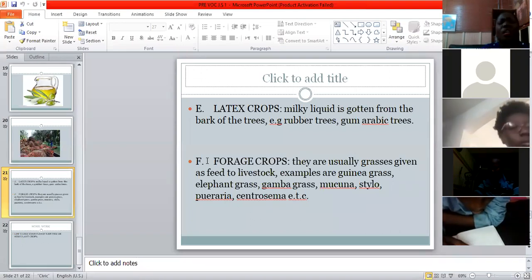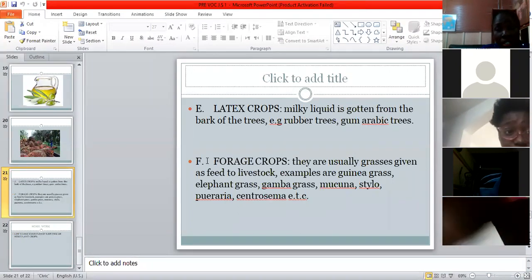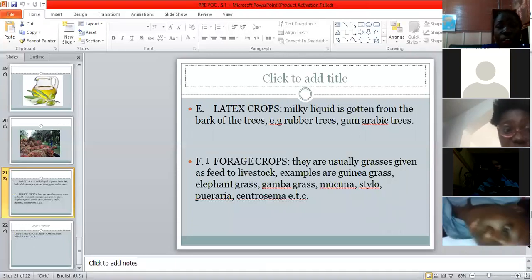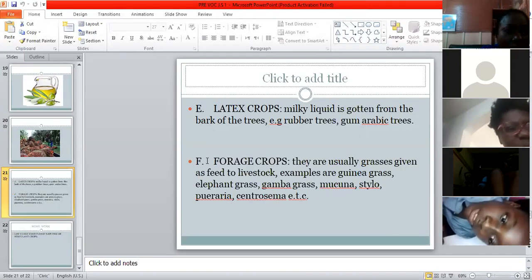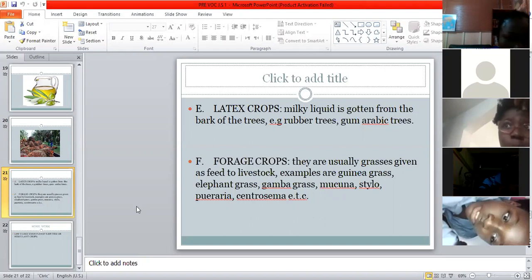So these are some of the classes of crops based on their uses. The list is endless, but for your level or for your class, you only need these few ones.